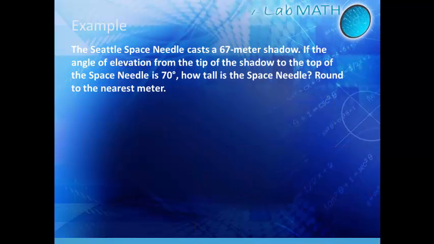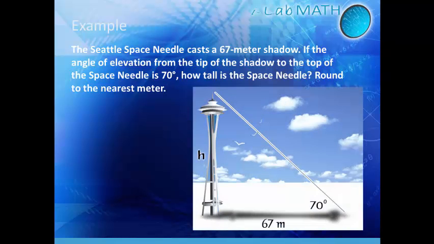Another problem. The Space Needle casts a 67-meter shadow. If the angle of elevation from the tip of the shadow to the top of the Space Needle is 70 degrees, how tall is the Space Needle? Round your answer to the nearest meter. Here is the figure.